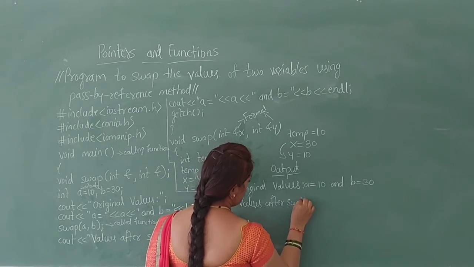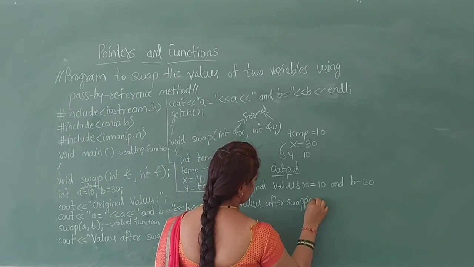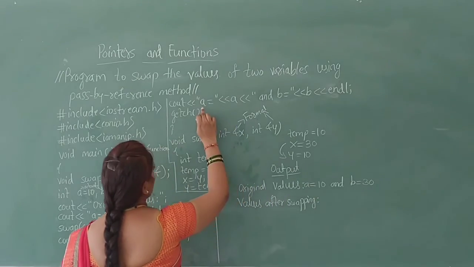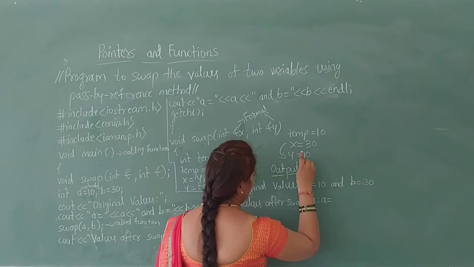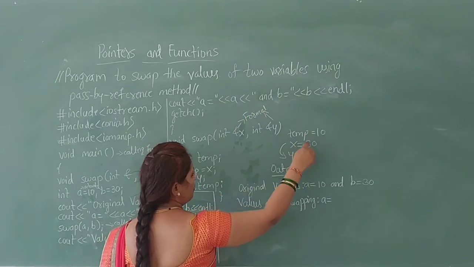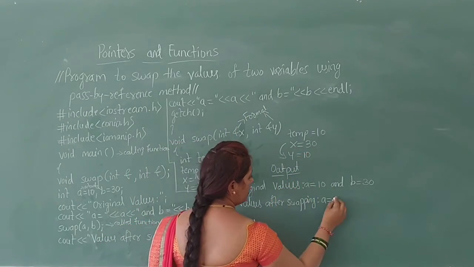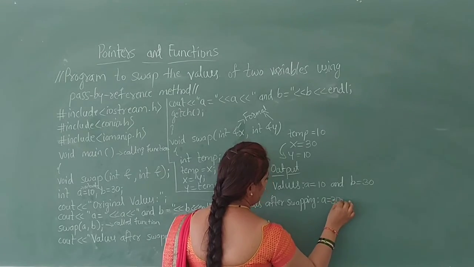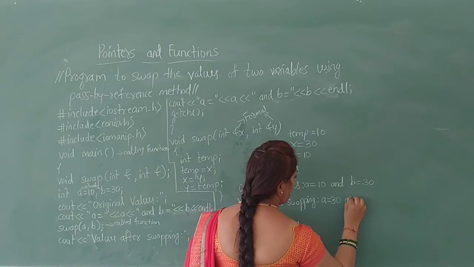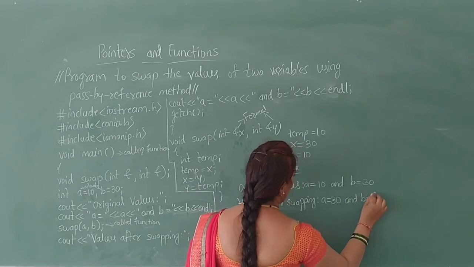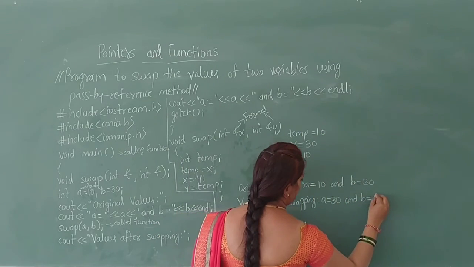After swapping, the next statement it executes is a is equal to the a value, that is 30. After swapping, the a value becomes 30, and b is equal to the b value.